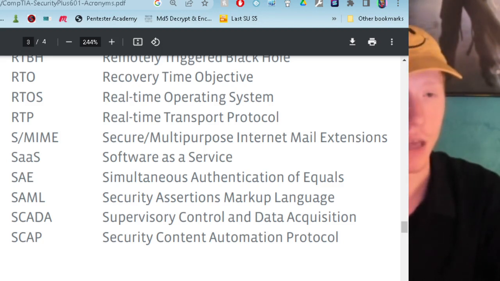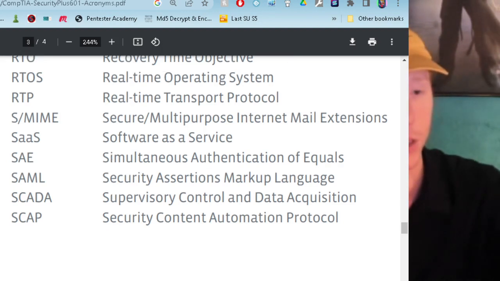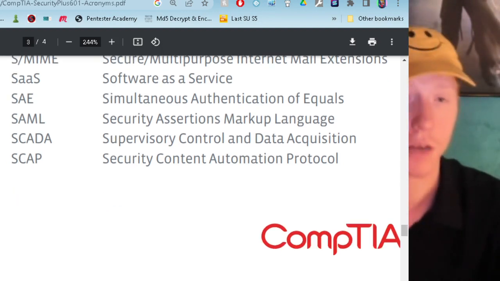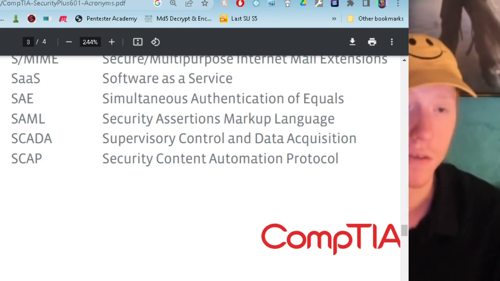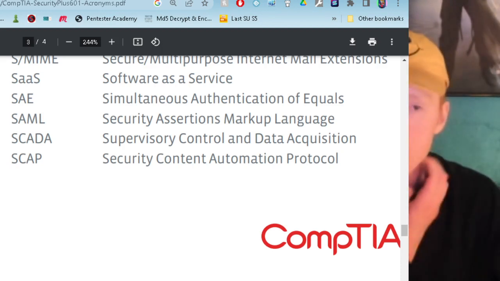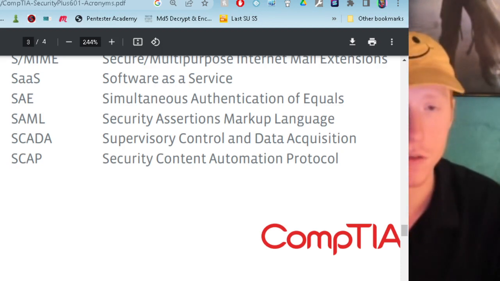SMIME, S-M-I-M-E, Secure Multi-Purpose Internet Mail Extensions. You can go to your email and set it to SMIME if you really want. SaaS, Software as a Service. SAE, Simultaneous Authentication of Equals. SAML is the Security Assertion Markup Language.